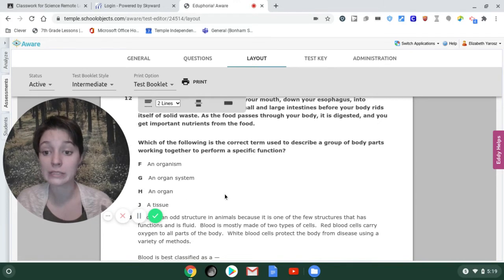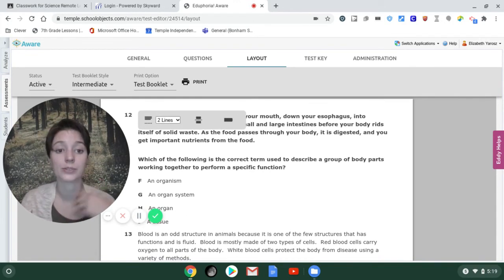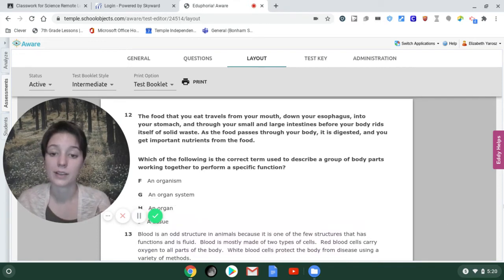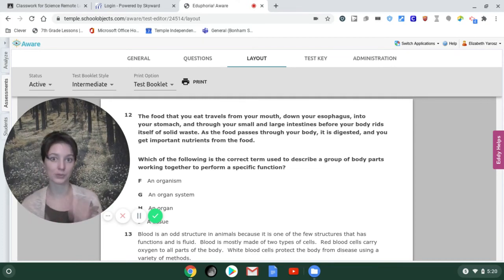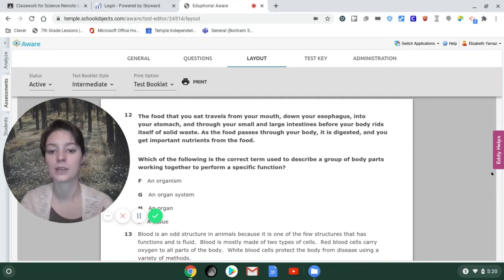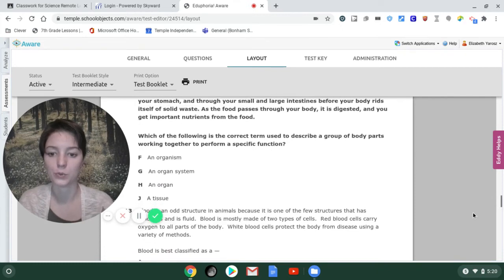So remember an organ, that'd be like your heart or your brain or your mouth. That is an organ. Your esophagus is an organ. So if we were only talking about the esophagus, that would be a good answer. But since we're talking about multiple, we're talking about a system. Remember, a system is all the parts working together to fulfill a function, like a solar system, all the planets moving around the sun forms that system. So G was your answer for 12, organ system.